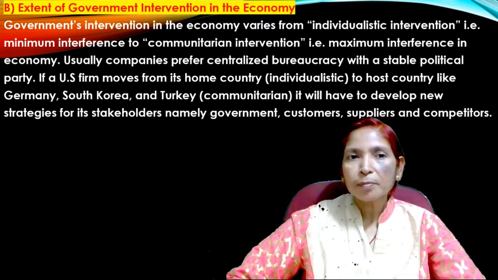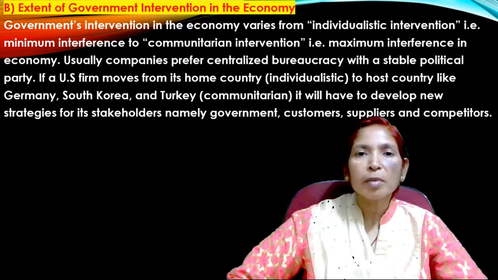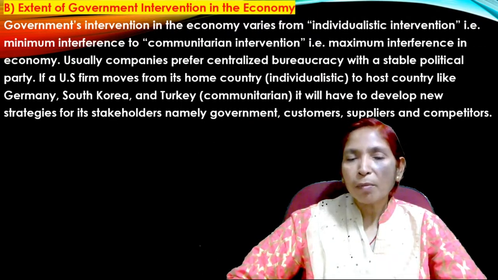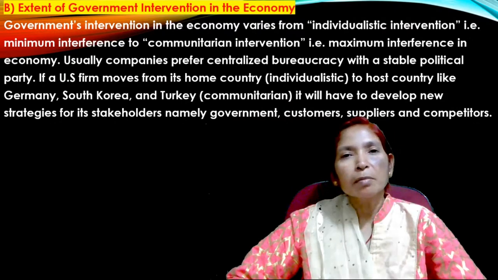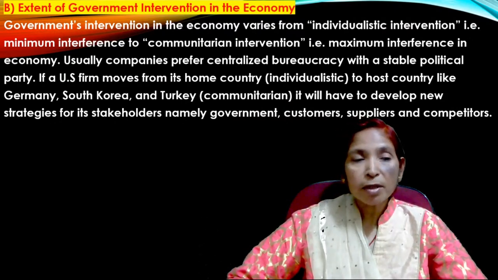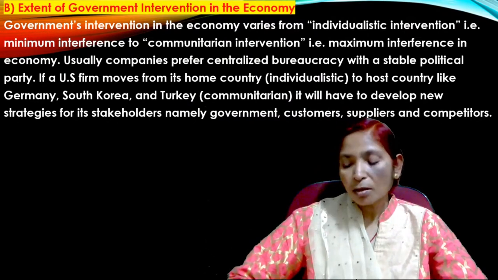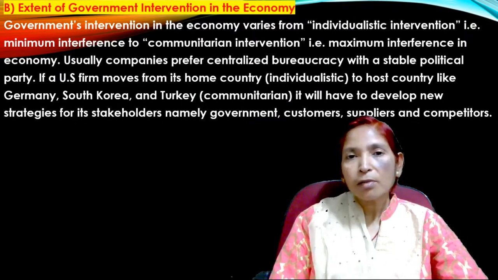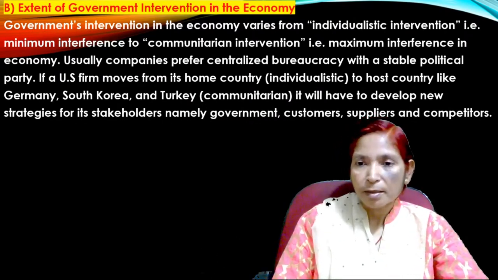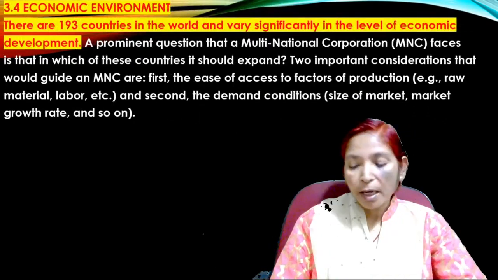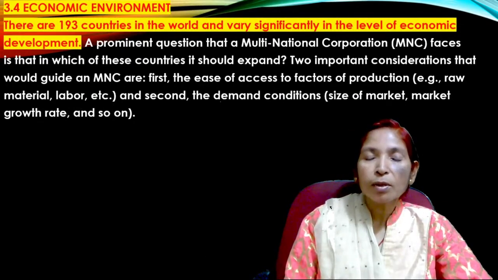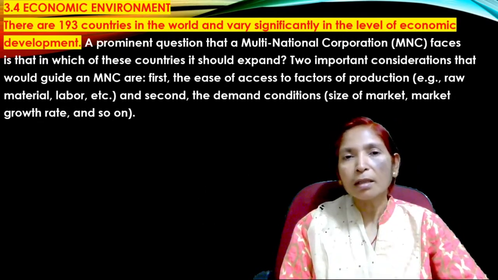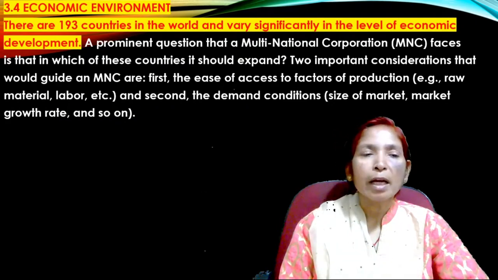So, what type of government intervention exists in the economy? It may be minor or it may be maximum. If there is minimum interference, that will be good for business entrepreneurs. And if there is maximum interference in the market, then some companies can leave their business activities, and they have to make their policy according to the minimum or maximum interference of the government rules in the economy.